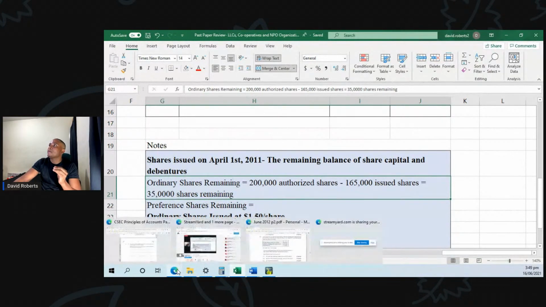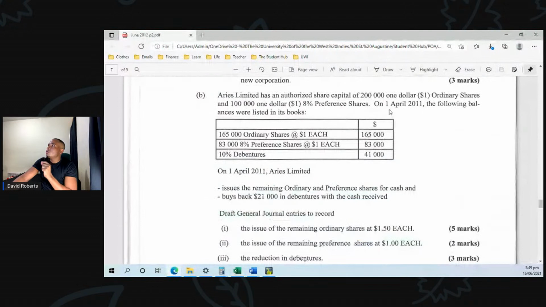Now we're going back to the question. As at April 31st, they would have had 100,000 preference shares authorized, but they only issued 83,000 preference shares. So how many preference shares do we have remaining, or how many could still be issued?